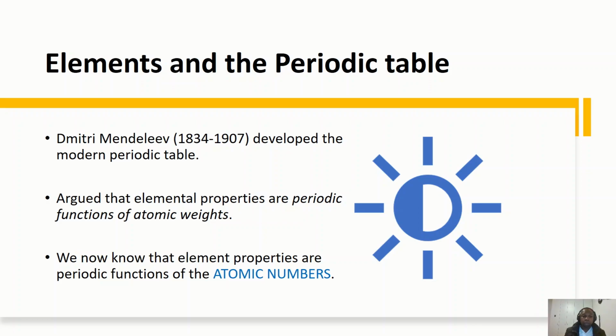However, the latest research shows that that's not right, that the element properties are periodic function of atomic numbers, not atomic weight. Like I have said earlier, atomic number is unique to each element, and that makes it a determinant to the property of that particular element.